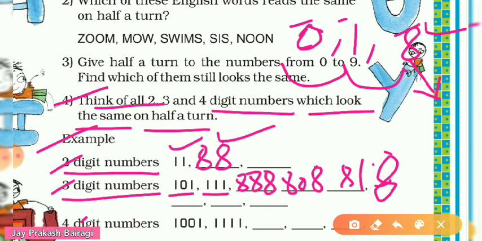Then at last you can make 181. So these are the numbers that will look the same in a half turn. Then come to the next, that is a 4 digit number.